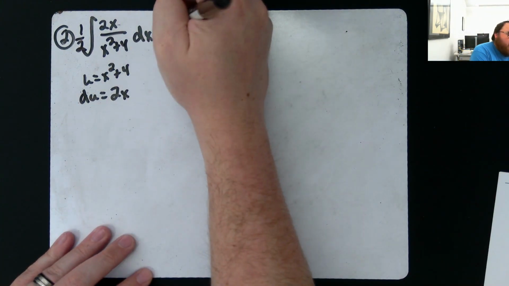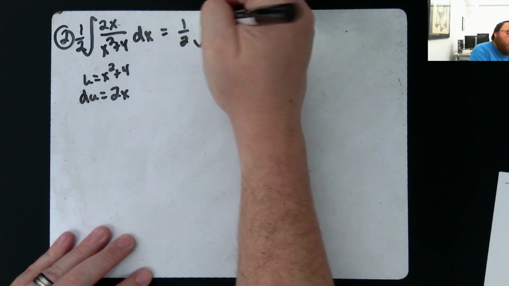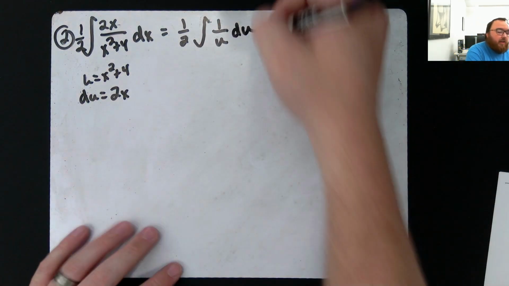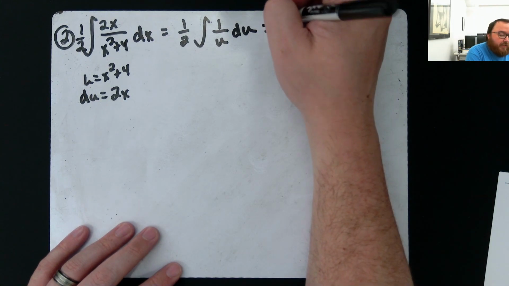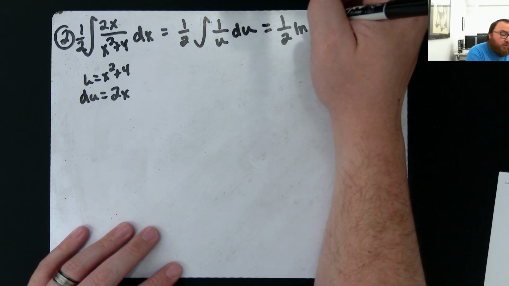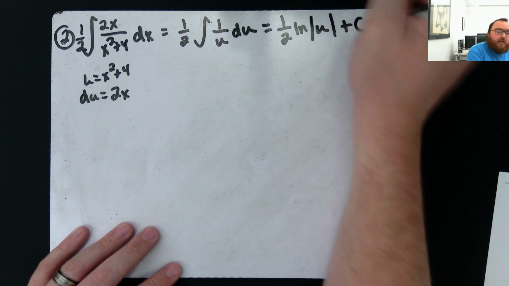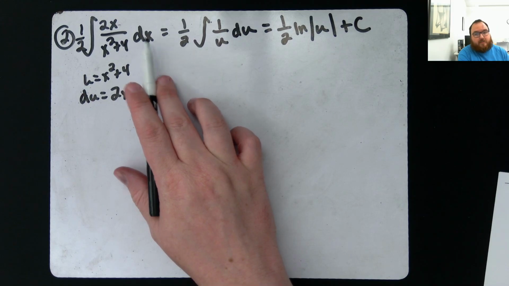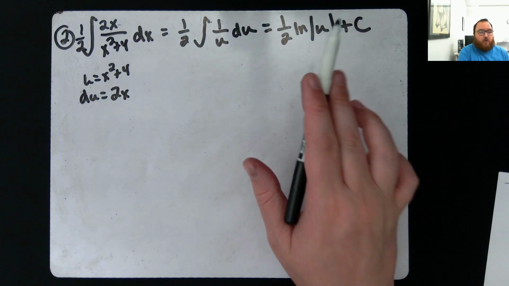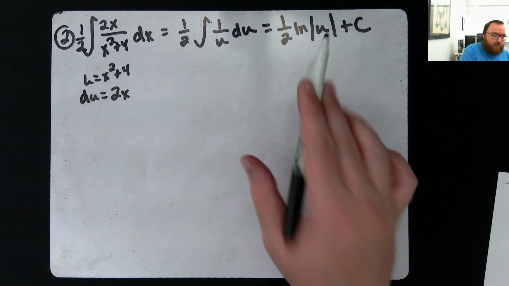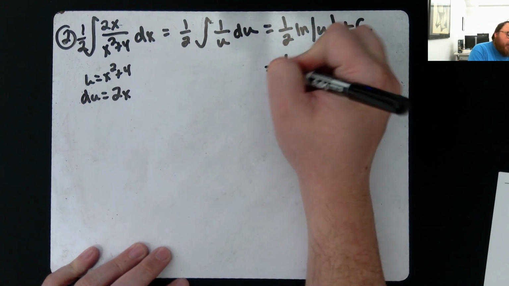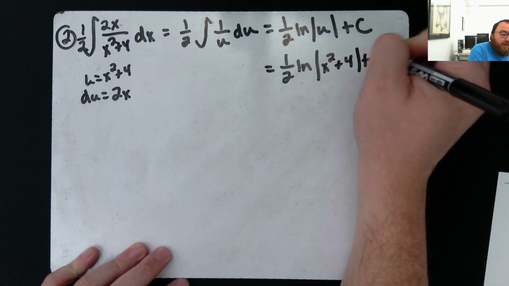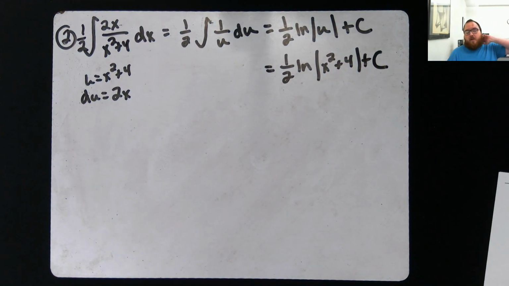So this becomes 1/2 integral 1 over u du, which we already know the integral of 1 over u du is the natural log of the absolute value of u plus c. But since it started as a dx, this means I want it to turn out with a function of x. So plug back in what we said the u was. We said the u was x squared plus 4. So plug that in. And that's it.